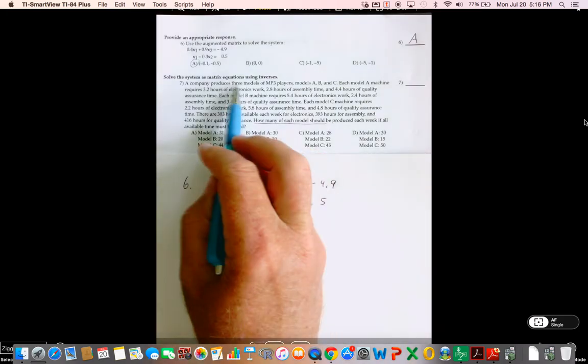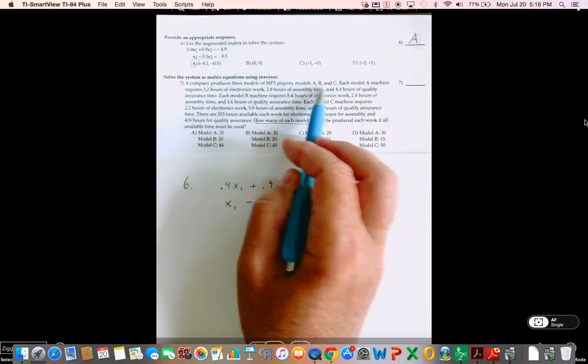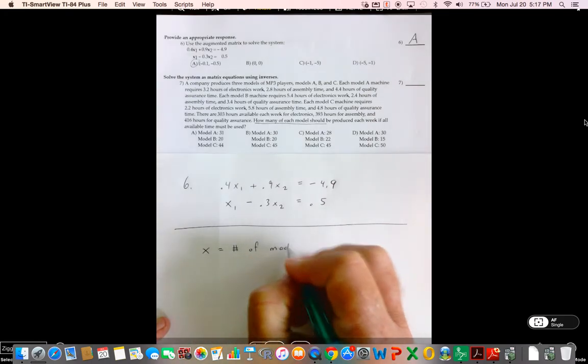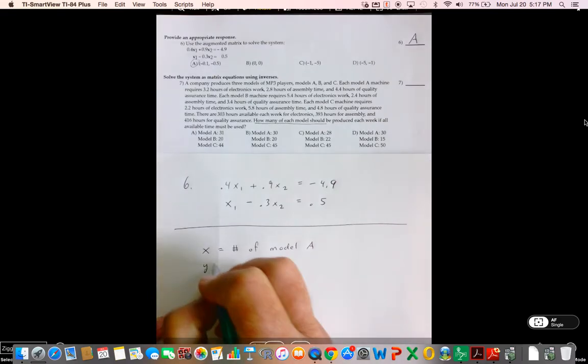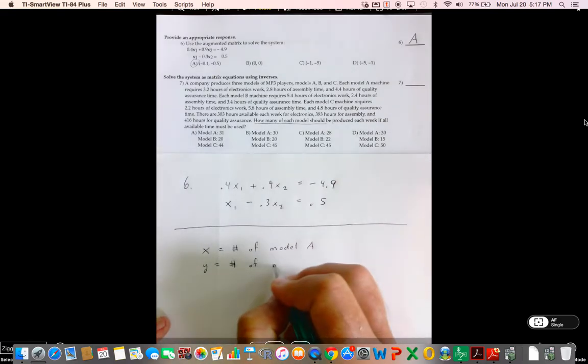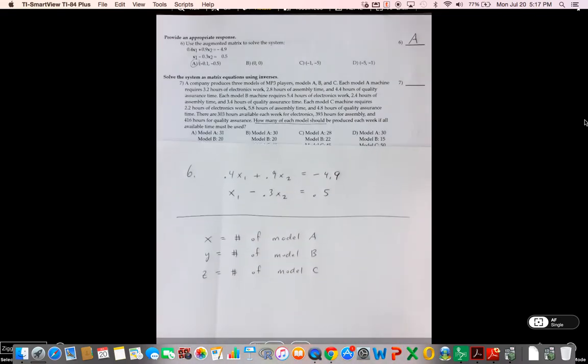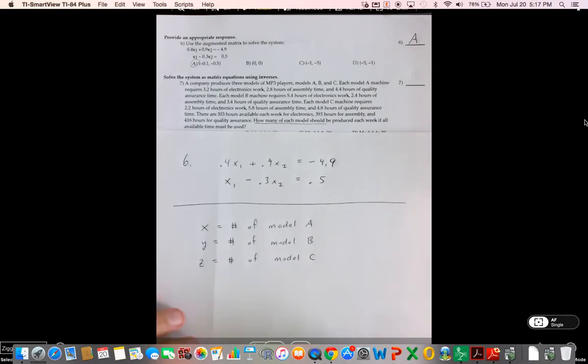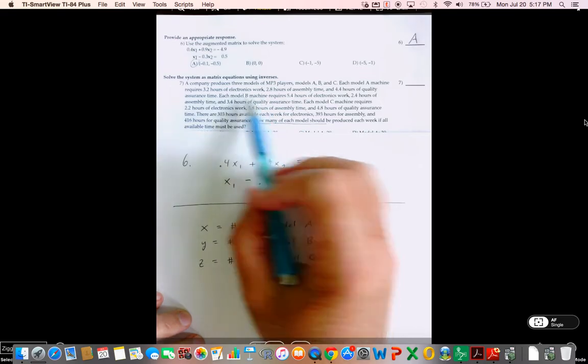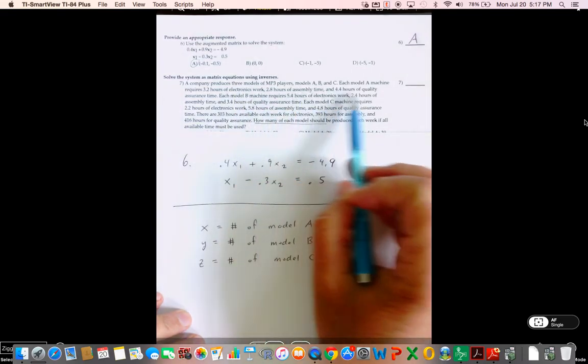Now, we go back up into the problem here, and we see that we have 3 models of MP3 players, Model A, Model B, and Model C. So I know right off the bat that I'm going to let X be the number of Model A's, Y is the number of Model B's, and Z is the number of Model C's. Now I've got to go into the problem and put things together, and I see that each one requires electronics, assembly, and quality.